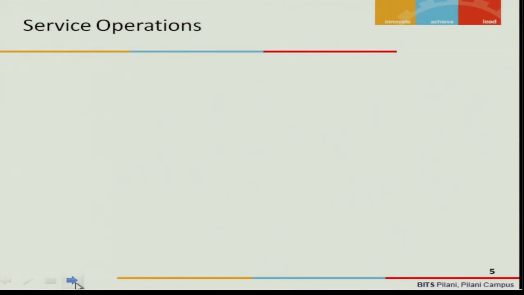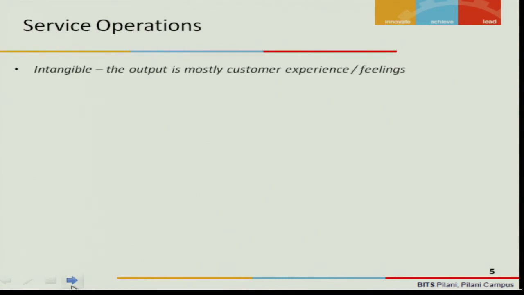Let us look at the service operations. We have been talking about the manufacturing operations. This slide explains some of the features of a service operation. We have just seen that in the video clipping as well, in the Hard Rock Cafe. You will be able to appreciate these points after watching that video.